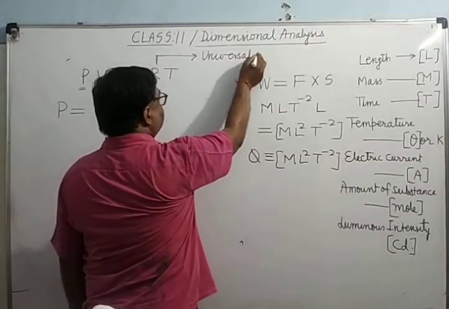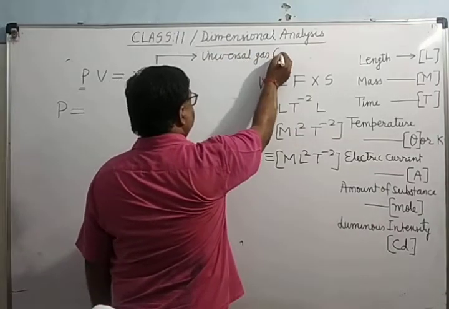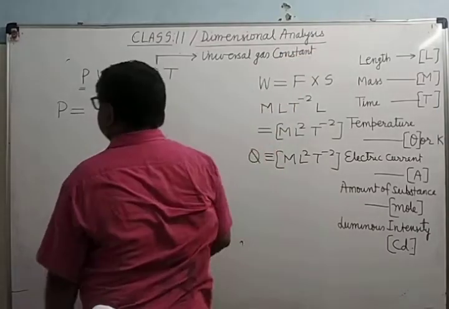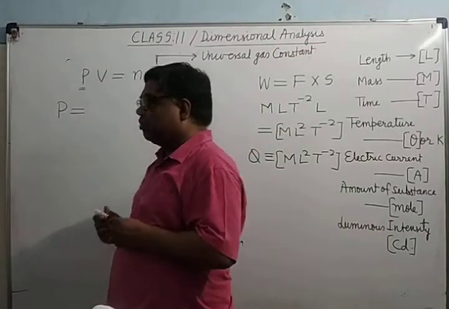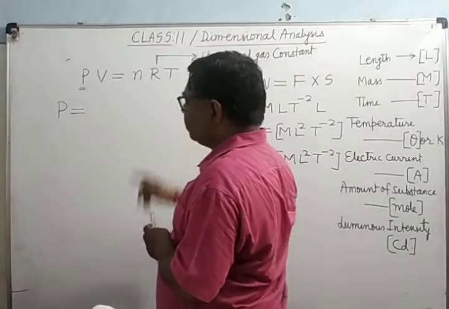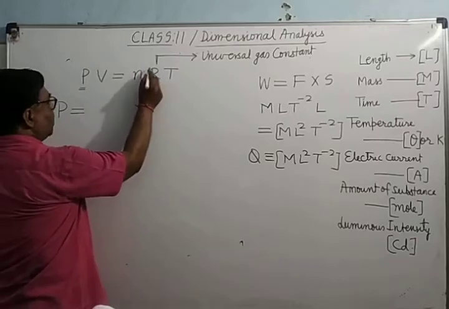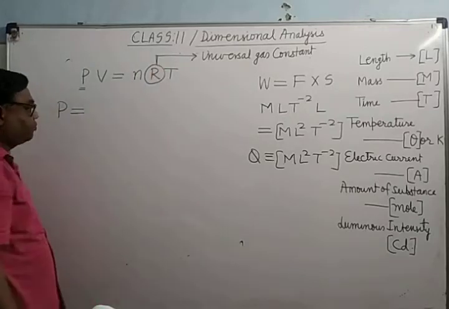Universal gas constant means it is a universal constant. Its value will not change. It's clear? T is temperature. So first you write down the dimensions here. We have to determine the dimensional formula of R.